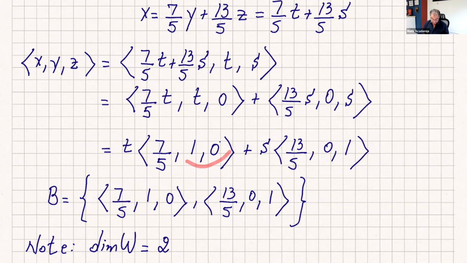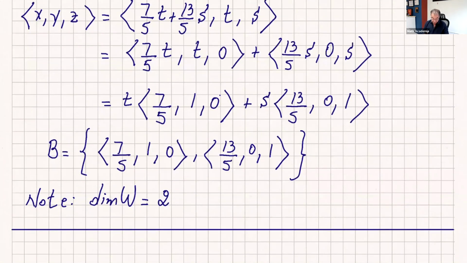So a basis for that plane can be 7 over 5, 1, 0, and 13 over 5, 0, 1. So what's the meaning? Any linear combination, if you take t and s and pick any number multiplied by those, can be a basis for that plane. We have two vectors, and as you know, the dimension will be 2, which is the number of vectors in the basis. I think that's it for this lecture.